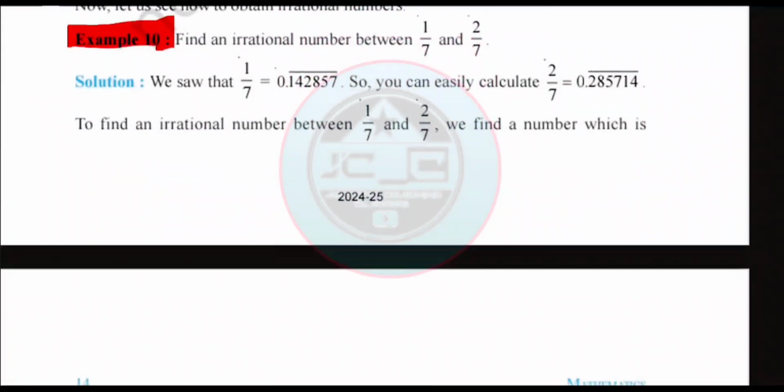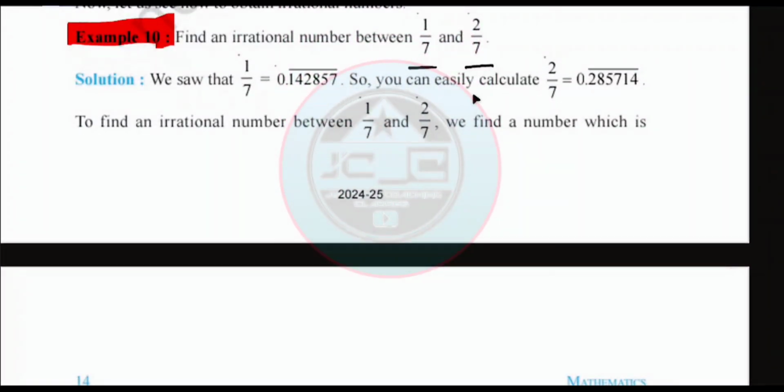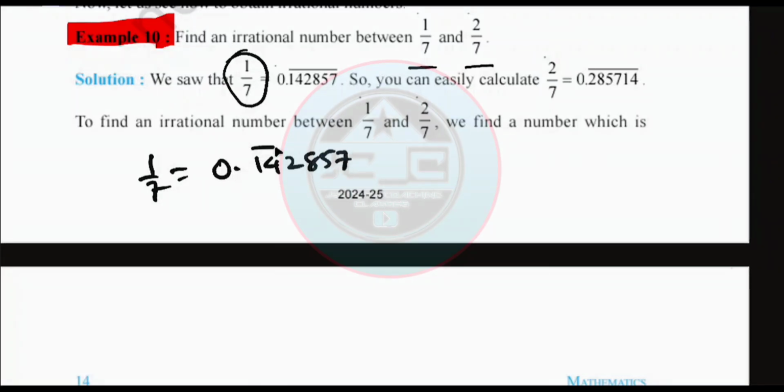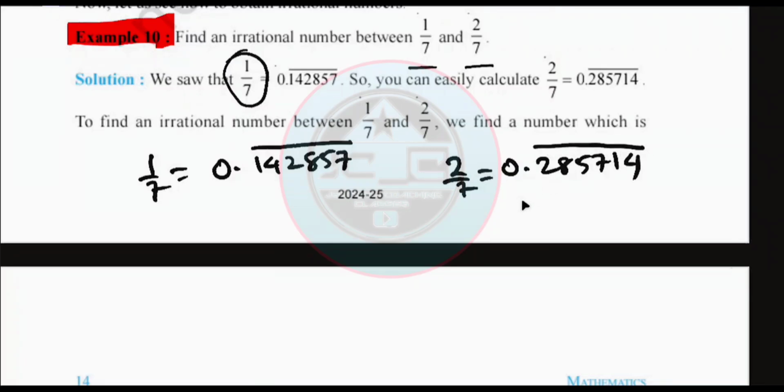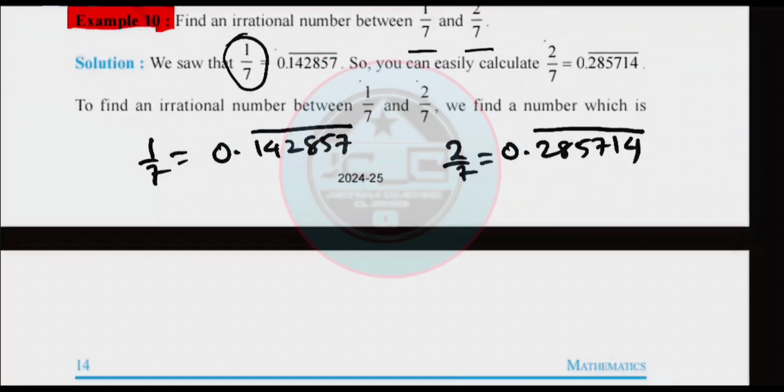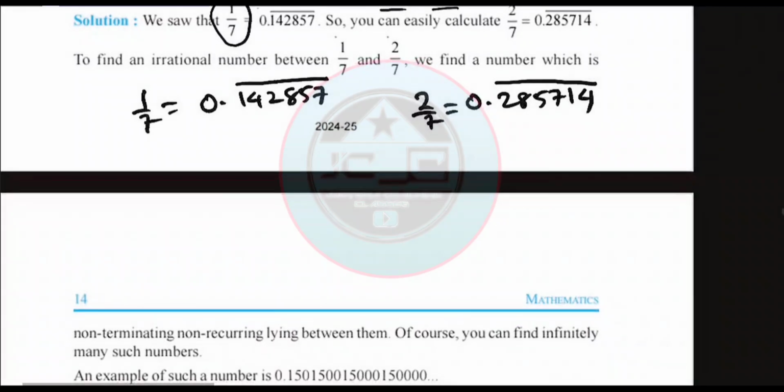Example 10: find an irrational number between 1/7 and 2/7. As we can see, the decimal expansion of 1/7 is 0.142857, and this is a repeating string. And 2/7 is 0.285714, which we can get by the normal division method. The question asked is to find an irrational number between 1/7 and 2/7. So the irrational number should be non-terminating, non-recurring.